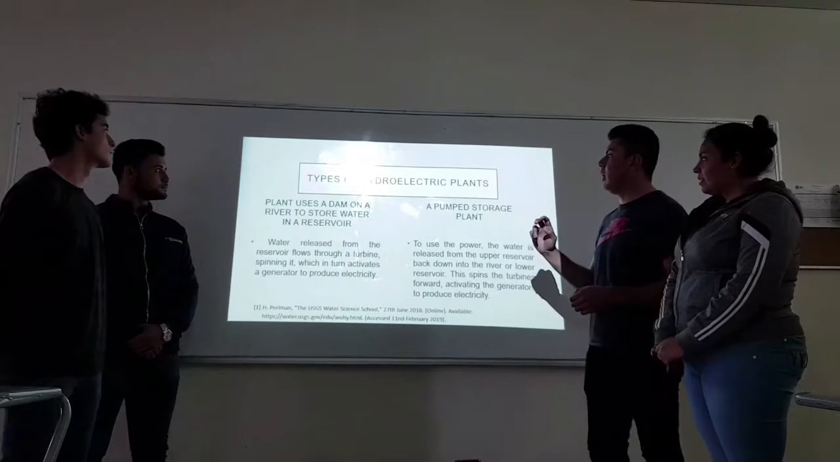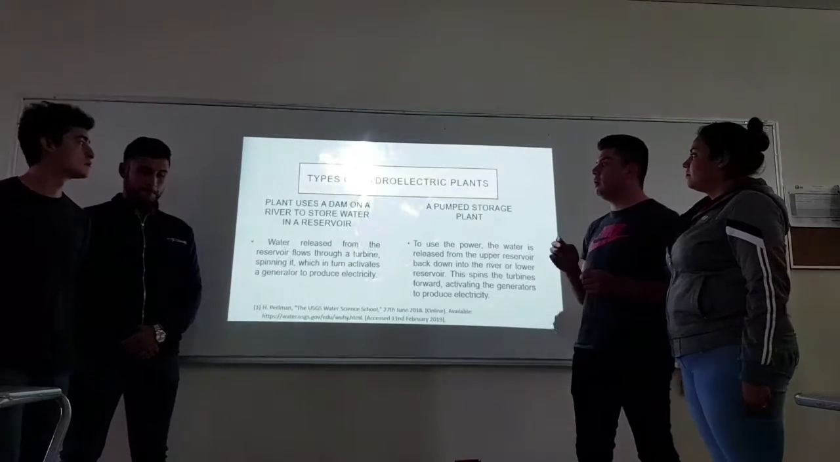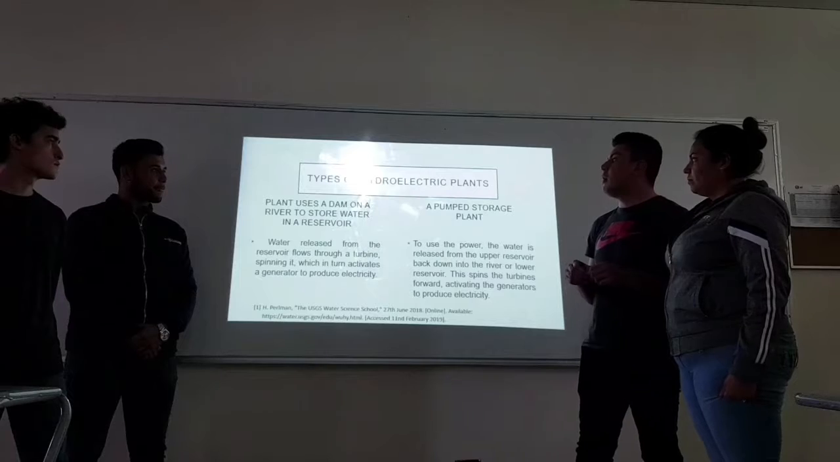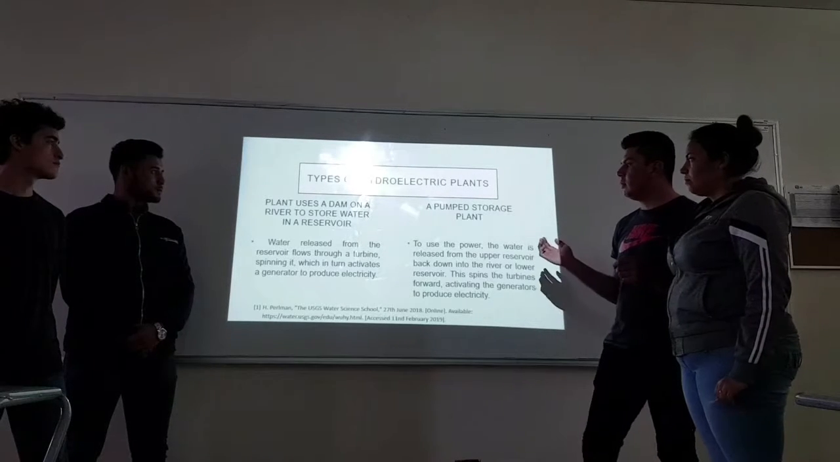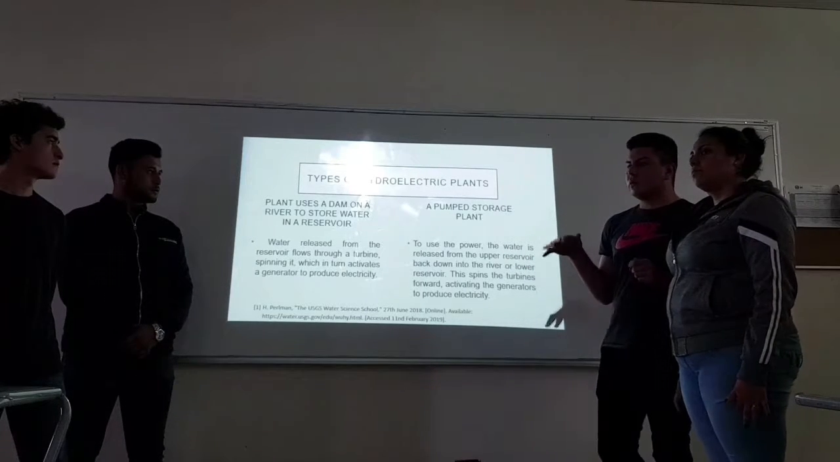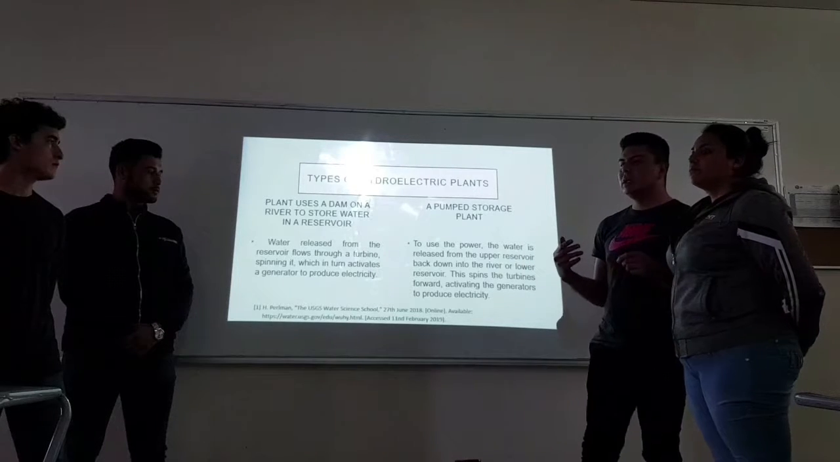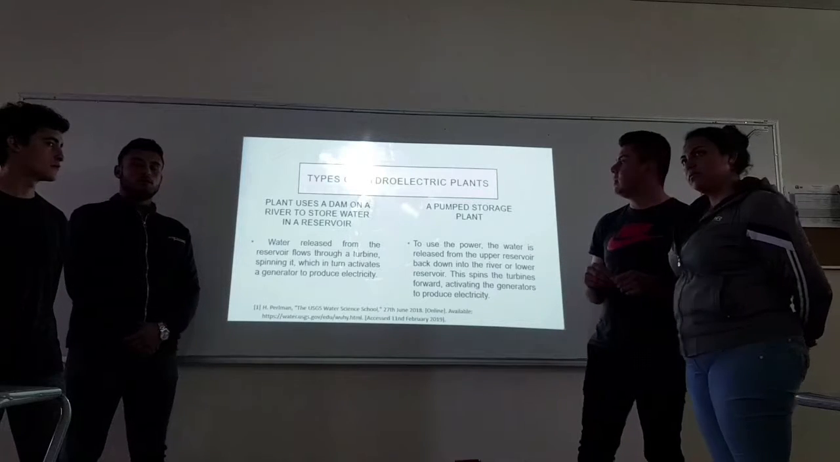So here we have the types of hydroelectric plants. The first one is a plant that uses a dam to store water in a reservoir. The water released from the reservoir flows through a turbine. It spins the turbine, which in turn activates a generator to produce electricity.